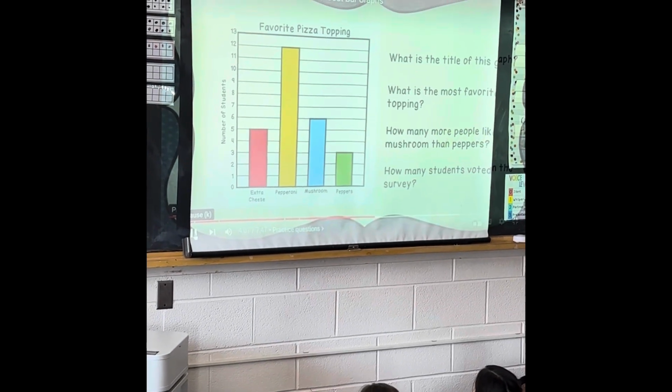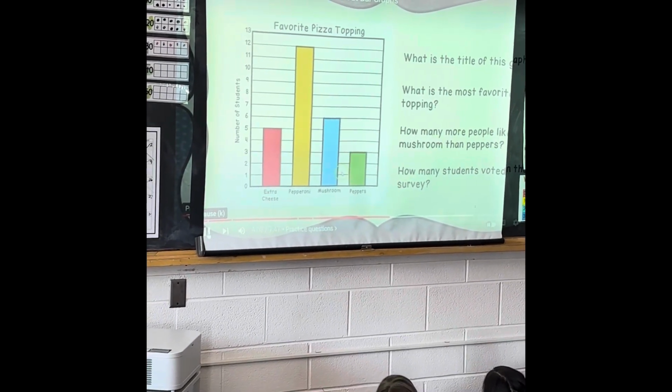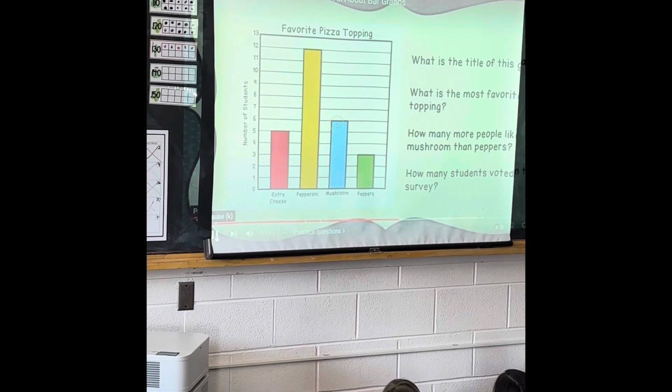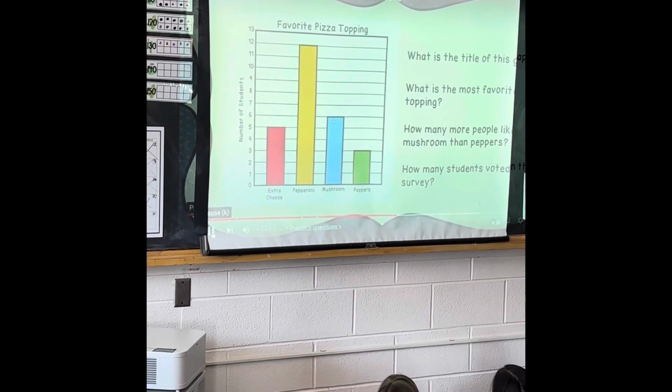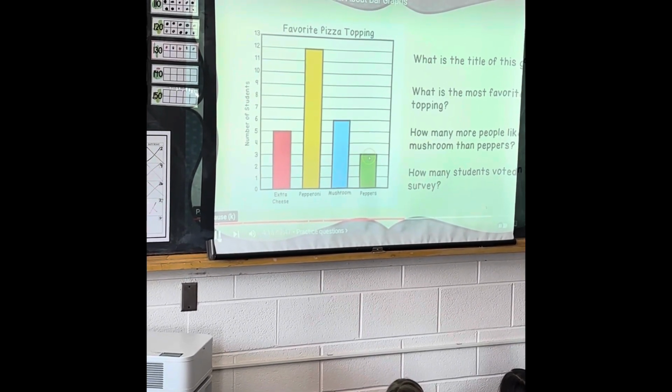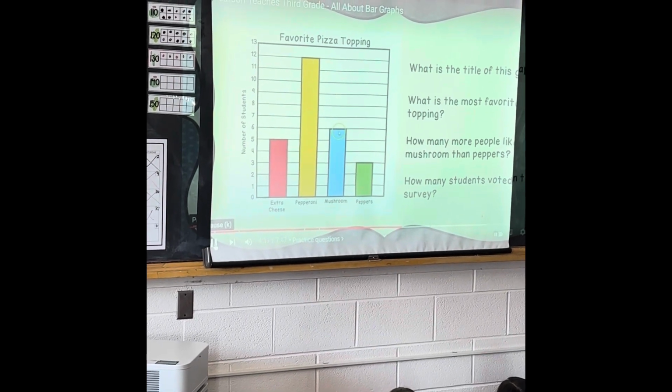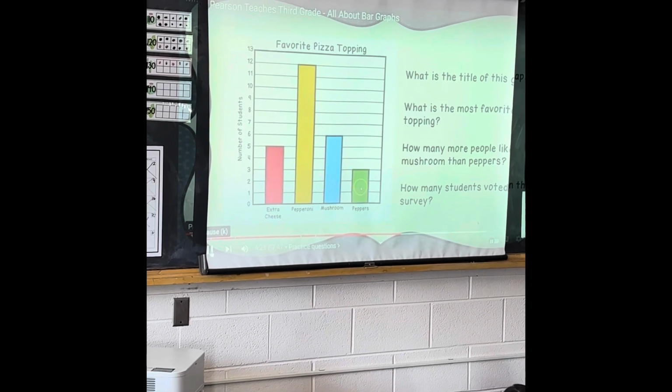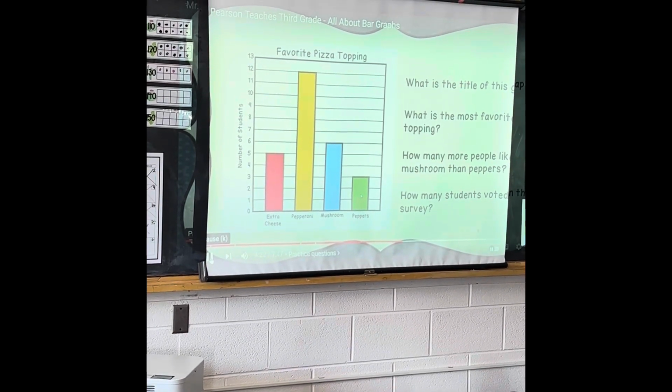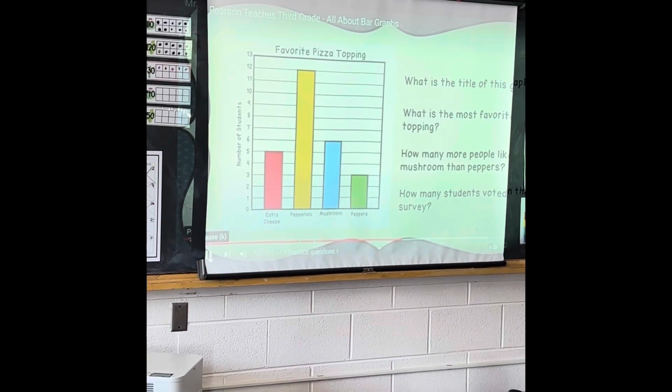How many more people like mushrooms than like peppers? Well, if we look here, 6 people like mushrooms. Mr. Pearson happened to like mushrooms as well. And only 3 people voted for peppers. So we're gonna take this number here, 6, and we're gonna subtract 3 from it. 6 minus 3 means 3 more people like mushrooms than like peppers.